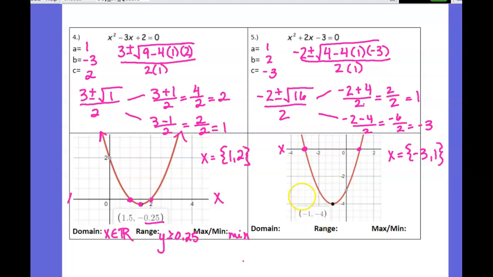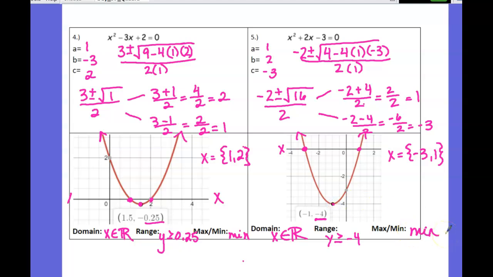Again, our domain would be all our x values, can be anything because that parabola is going to continue on and on and on. In our range, though, if we look at our y value, our y is going to be greater than or equal to negative 4. That's our range. And again, in this case, we have a low point, so we have a minimum.